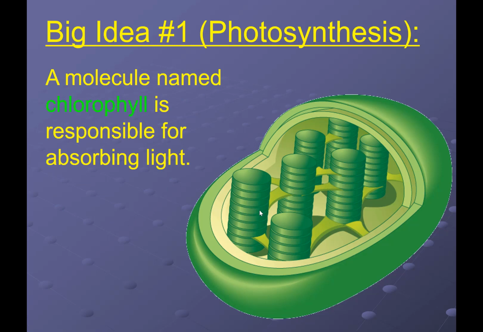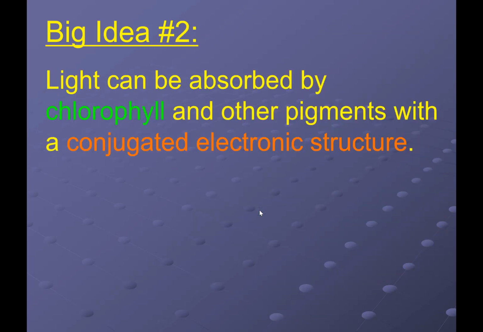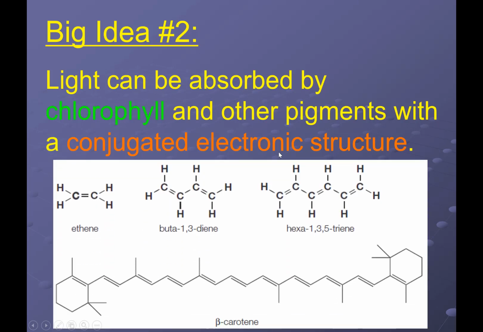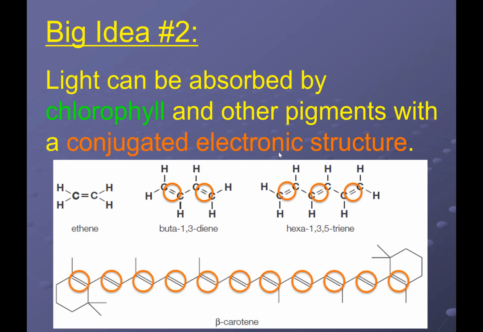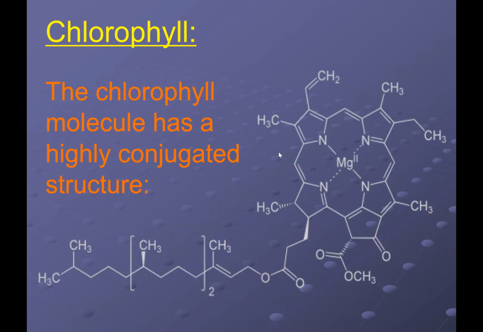Let's take a look at the chemistry first. Chlorophyll is a molecule, along with other pigments, that has a conjugated electronic structure. So let's have a look at a few different molecules here. What these have in common is that they have alternating single and double bonds. It's that conjugation that allows it to absorb energy. So chlorophyll, although it has a really complicated structure, does definitely have that conjugation, the single, double, single, double. Those double bonds would otherwise be pi electrons.